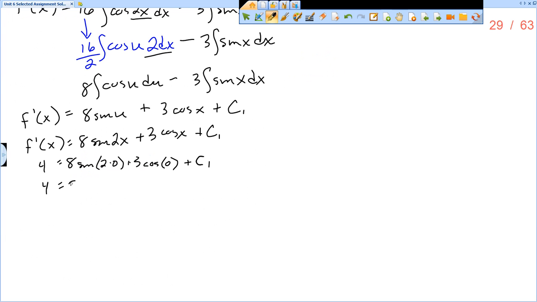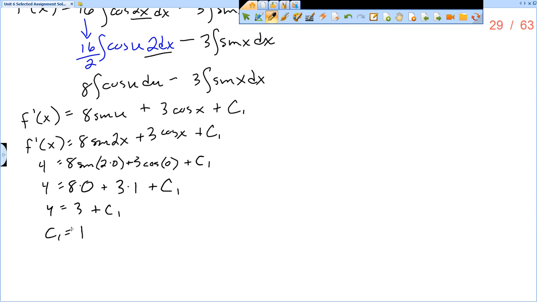So 4 equals 8 times the sine of 2 times 0. Sine of 0 is 0, so I have 8 times 0 plus 3 times the cosine of 0. Cosine of 0 is 1, plus c sub 1. So I really have 4 equals 3 plus c sub 1. Subtract 3, so c sub 1 equals 1.